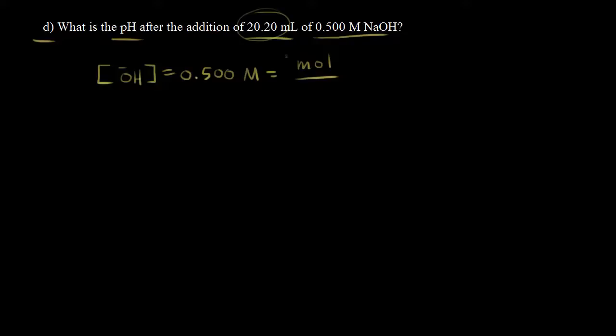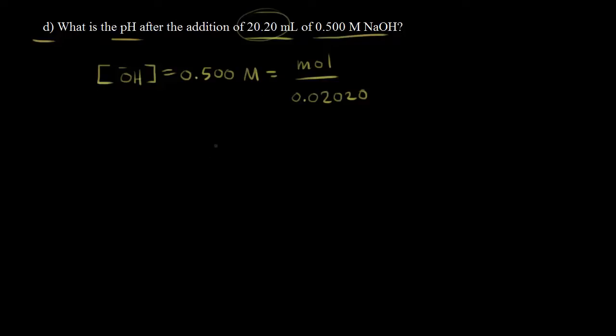Finally, in part D, they want us to find the pH after the addition of 20.2 mLs of a 0.500 molar solution of sodium hydroxide. So just like before, we need to find the moles of hydroxide ions that we're adding. And so the concentration of hydroxide ions is once again 0.500 molar. Molarity is moles over liters, so we want to find moles. How many liters are we adding? Well, 20.20 mLs is the same thing as 0.02020 liters. So we just need to solve for moles.